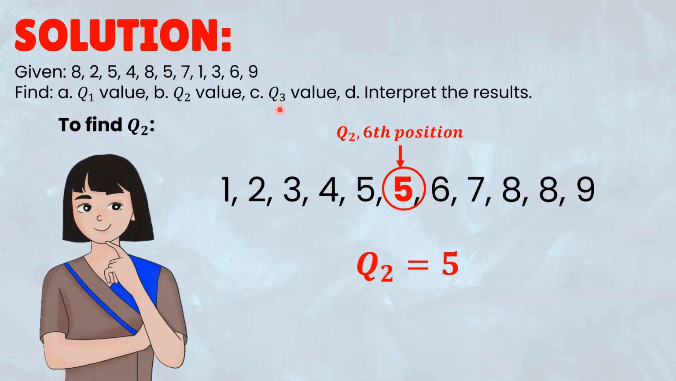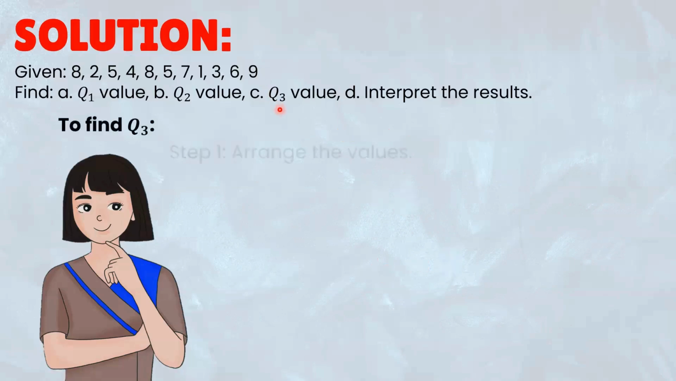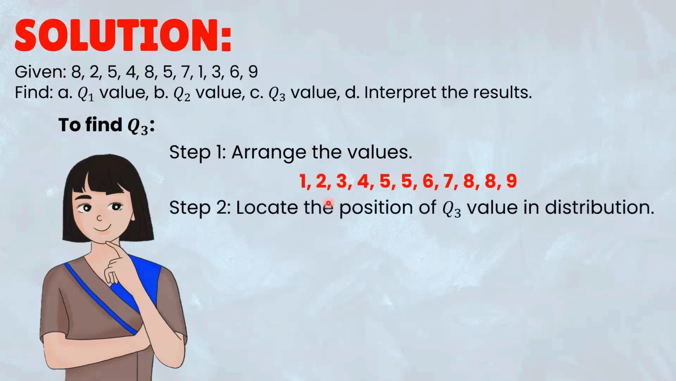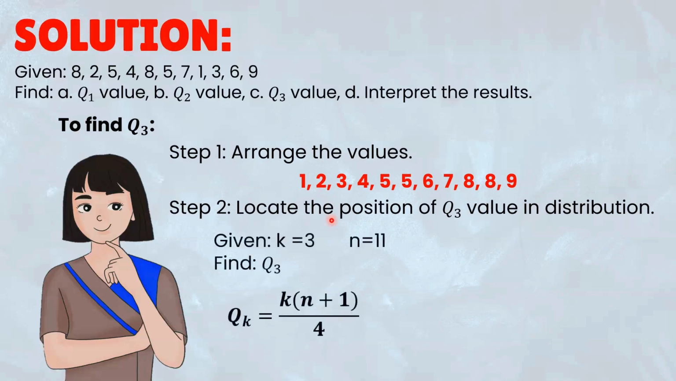Next, let's move to our 3rd task. Let's find the Q3 value. So step 1, again, we have to arrange the values up here. Then locate the position of the quartile 3 value in our distribution. So we again use the formula. We are looking for Q sub 3. Therefore, our k is equal to 3 and still n is 11 because we're dealing with the same data set, and there are 11 values in our data set.